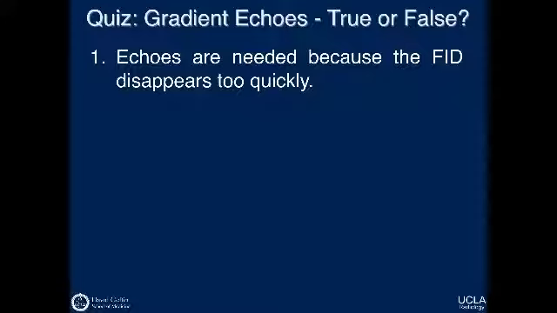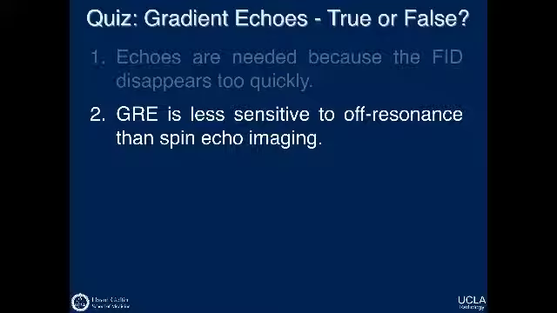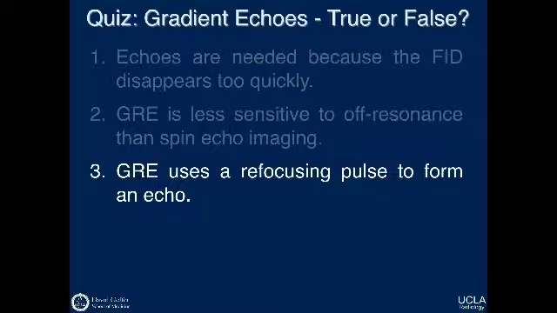Gradient echo imaging is less sensitive to off-resonance than spin echo imaging. True or false? False. I love it. Gradient echoes use a refocusing pulse to form an echo.